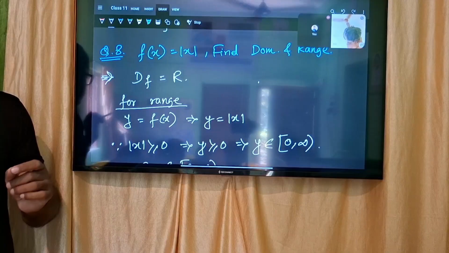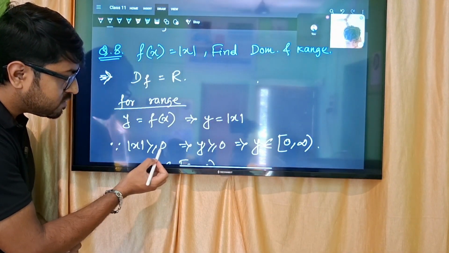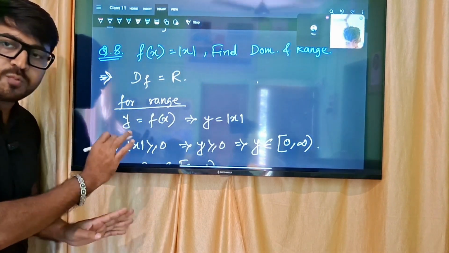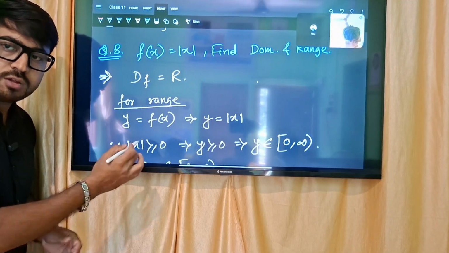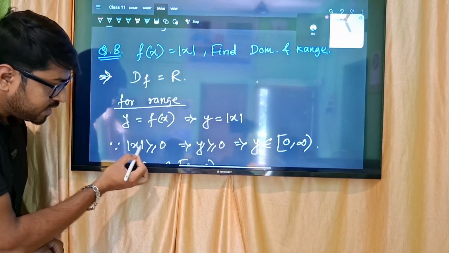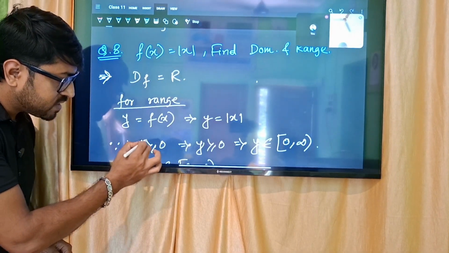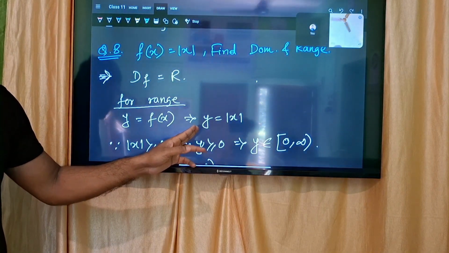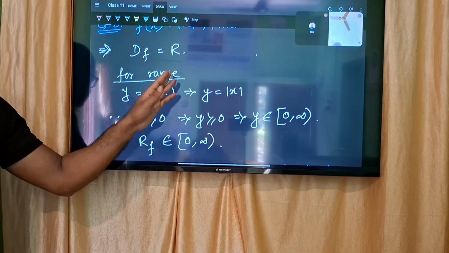Now where to put equal to 0 and where not to, you have to keep that in mind. The reason is that mod x greater than equal to 0 means whatever value of x you put over here, negative or positive, mod will come positive. But if you put x equal to 0 over here, then mod x will be 0. That is why 0 is included, and mod x greater than equal to 0 we always write. So y greater than equal to 0, that means range will be 0 to infinity. Is it okay? We will do it at home.